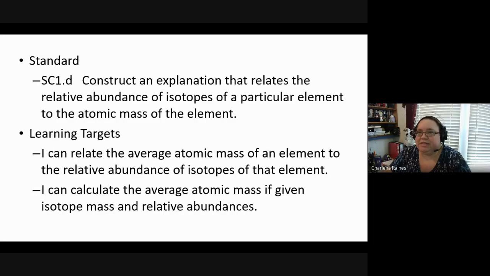Hello, chemistry students. Today's video lesson is over standard SC1D, which deals with our average atomic mass and the percent abundance of the element's isotopes. The goal of today's lesson is to, of course, be able to calculate the average atomic mass and also relate the average atomic mass of an element to the percent abundance of one of the isotopes of that particular element.